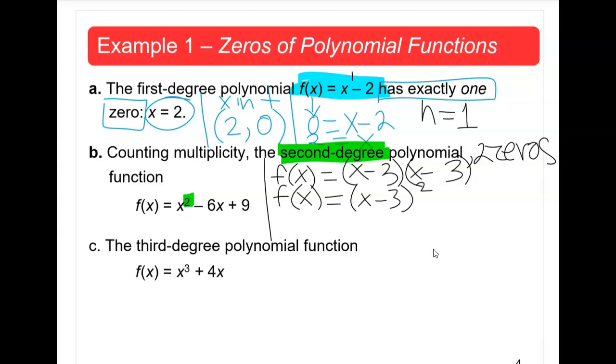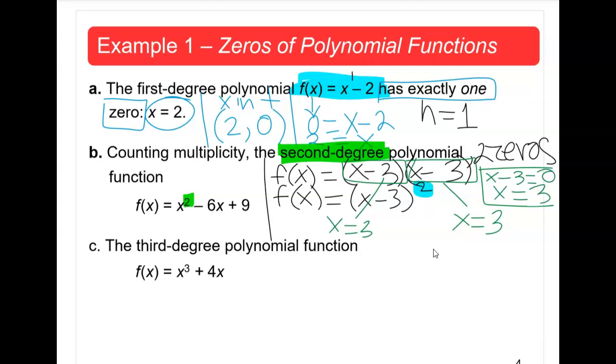And so because of that 2 on the factors, we're going to say that it does have multiplicity of 2. However, if we look at each factor individually, 2 zeros will come from it. So here we will have x equals 3 and x equals 3. Remember, we set each factor equal to 0. I'll just do an example here. x minus 3 equals 0, and then we solve for x, so that's how I get x equals 3.